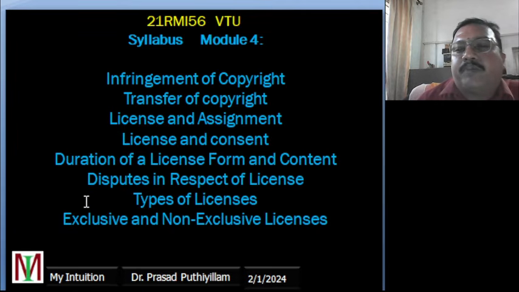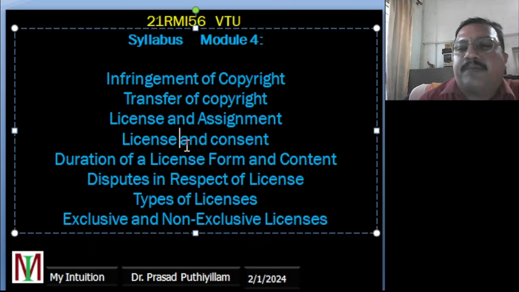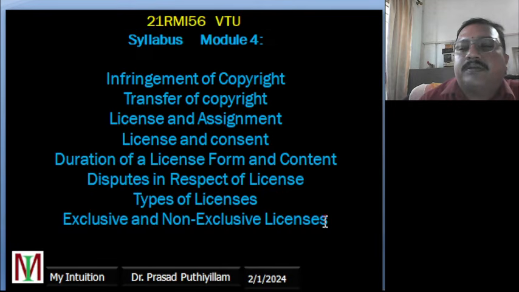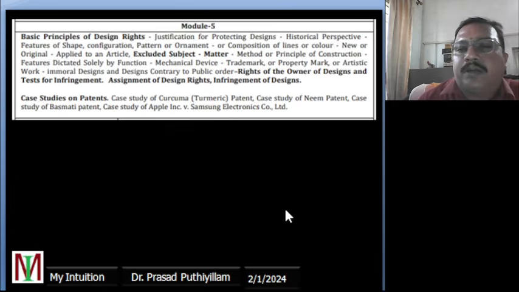Then infringement of copyright, transfer of copyright, license, assignment, and consent, the difference between license, assignment and consent, the duration, and the types of licenses, everything is explained in that particular topic.